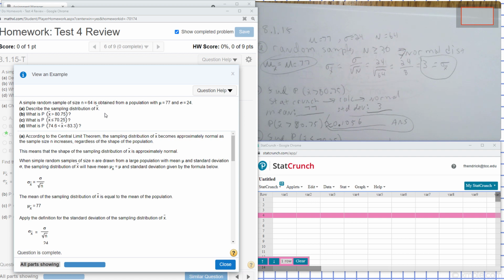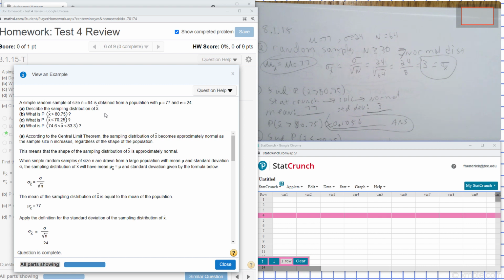According to this one here, a random sample of size n equals 64 is obtained from a population with a mean of 77 and a standard deviation of 24. Describe the sampling distribution of x-bar, the sample mean.